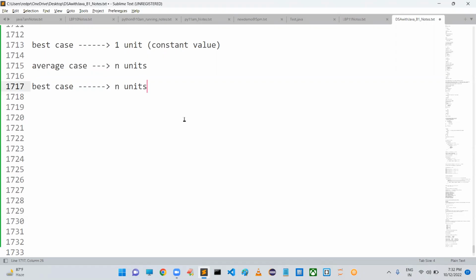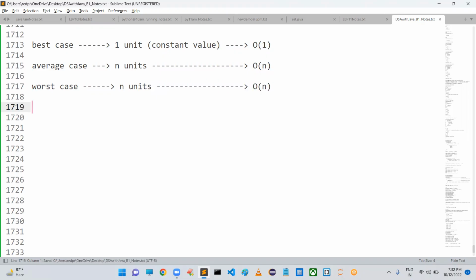Sir, if it is available in the best case, I can write big O of 1. I will talk about this big O tomorrow, just to remember the terminology. You have to take a capital O followed by 1 unit, because there is only one comparison. Next, for the average case, big O of n. For the worst case also, big O of n. Like this we have.